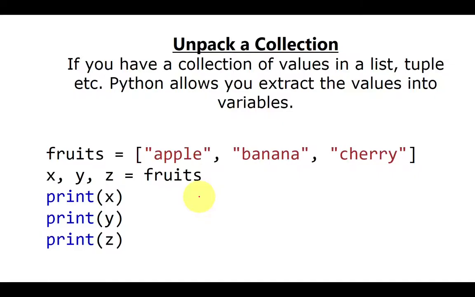Unpack a collection. If you have a collection of values in a list or tuple, Python allows you to extract the values into variables. So right here we have our values and our variable fruits. Then we bring our variable back here and assign apple, orange to this, and we're going to print them all out. I'll show you an example.